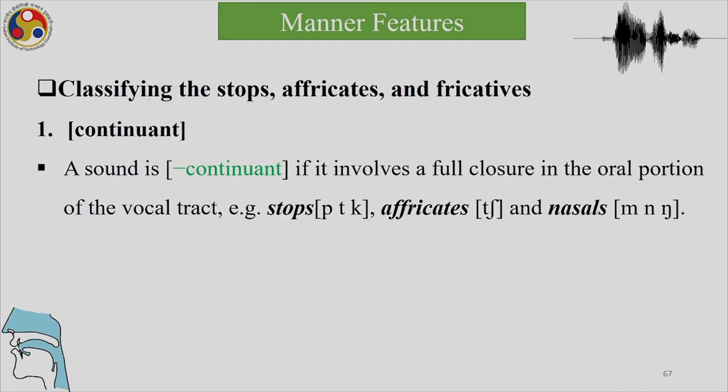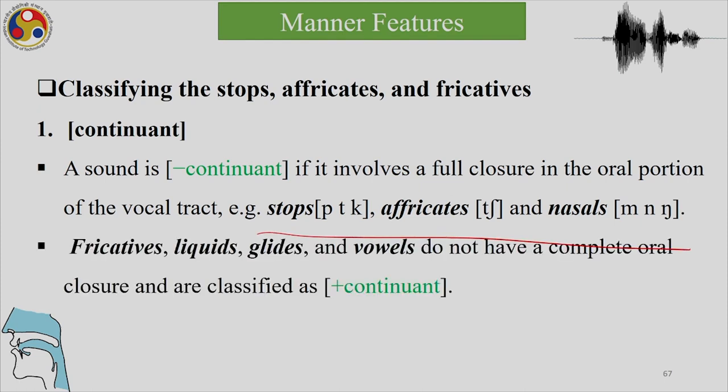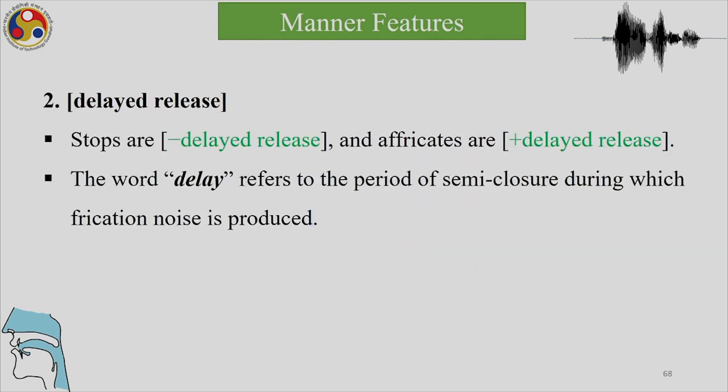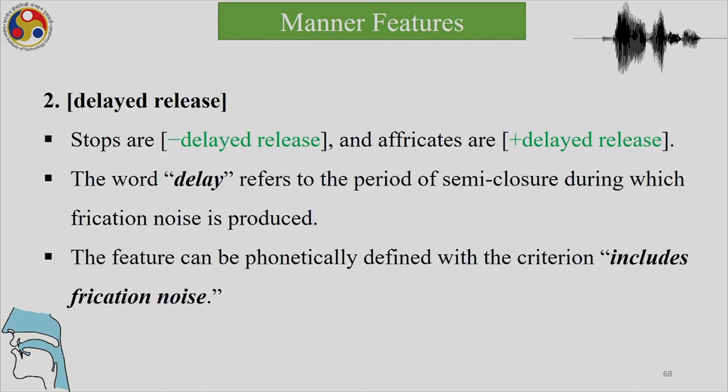And then we have continuant, which is most important when we talk about stops, affricates and nasals. So, what is minus continuant? Stops are minus continuant, and all these belong to the category of minus continuant, and fricatives, liquids, glides belong to the category of plus continuant. Delayed release: stops are minus delayed release, affricates are plus delayed release. So, this is a revision of what we have seen already. The feature can be phonetically defined with the criterion that it includes frication noise. So, we have come to the end of our discussion on features.